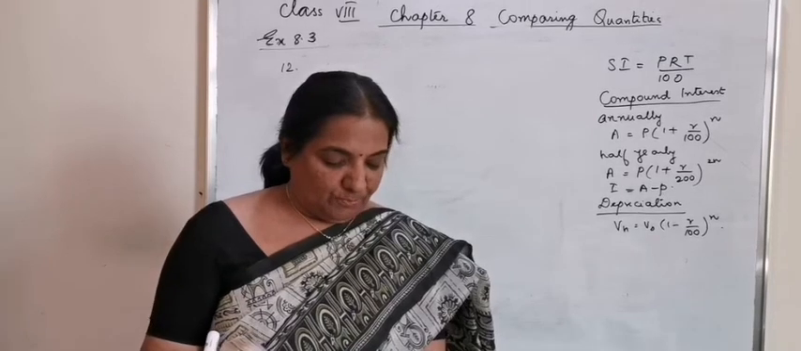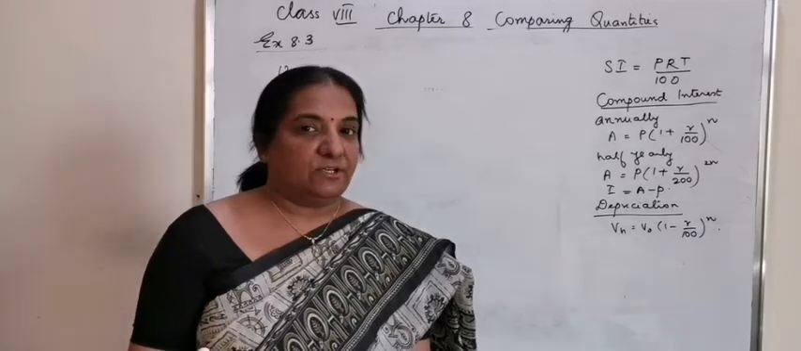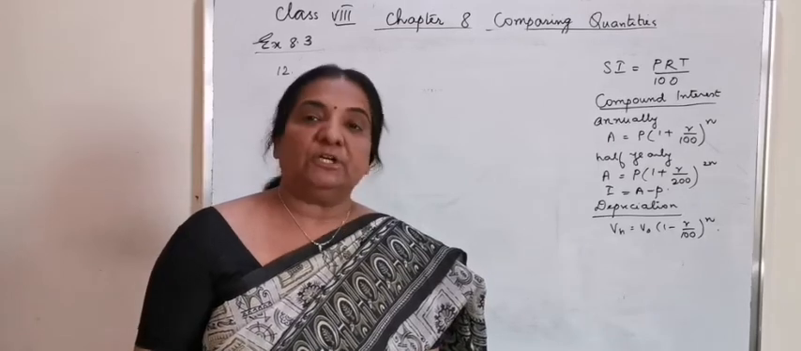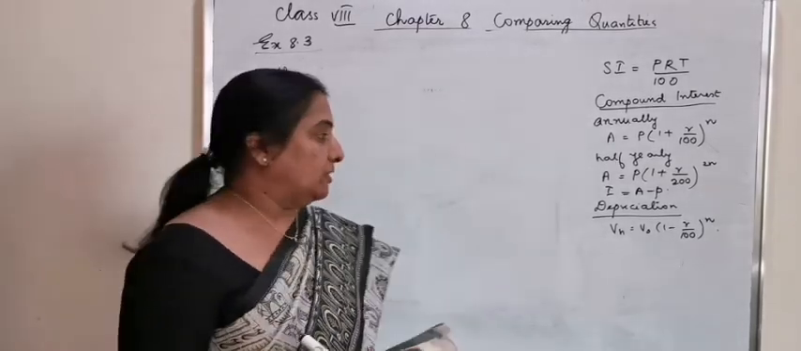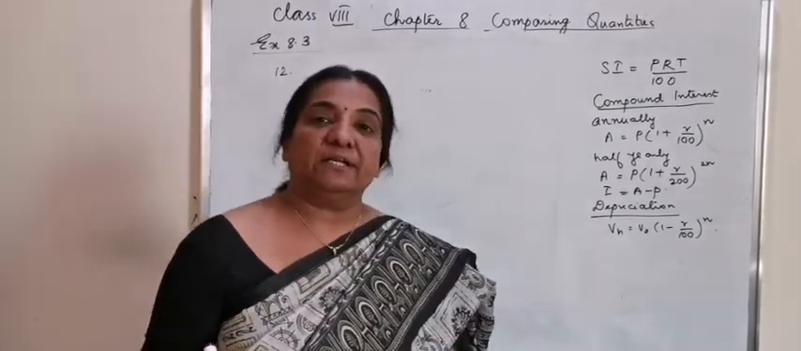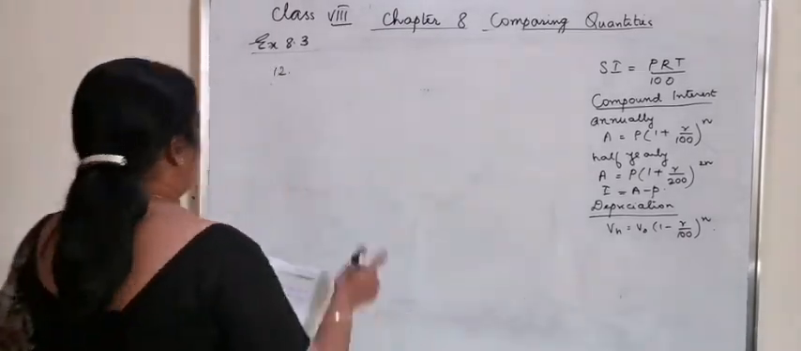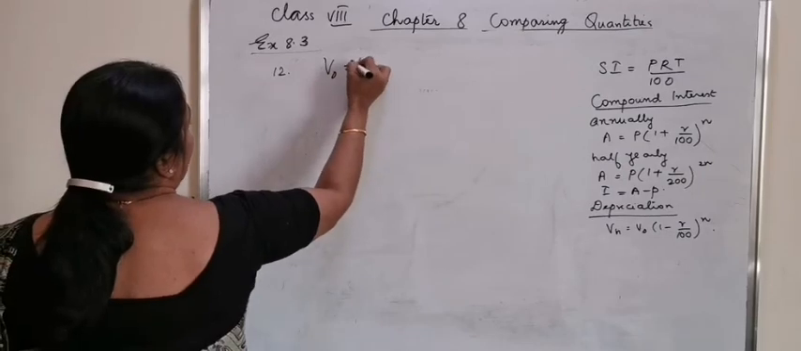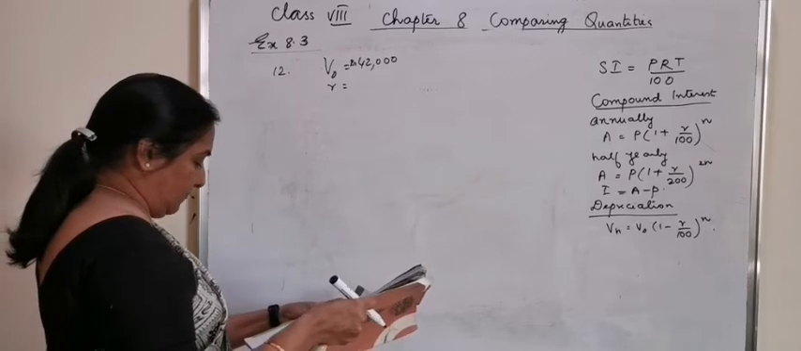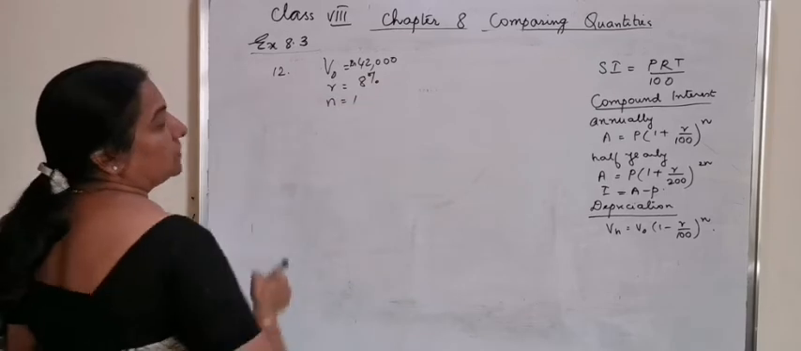Question number 12. Mark it as an important question. A scooter was bought for rupees 42,000. Its value depreciated. Underline the word depreciated, which means it decreased at the rate of 8% per annum. Find its value after 1 year. This type of question is very important. For this, we can use the formula Vn is equal to V0 into 1 minus R by 100 to the power of n. The scooter was bought for 42,000. That means the original price of the scooter was rupees 42,000. It got depreciated at the rate of 8%. You need to find out the value after 1 year.